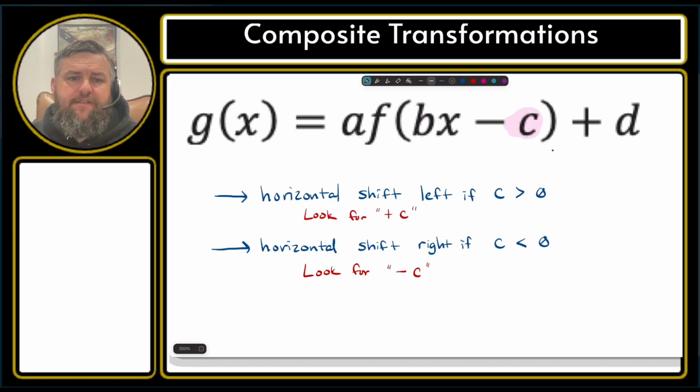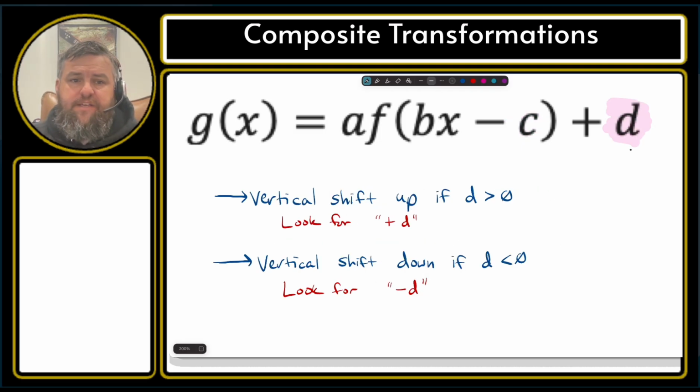Next, we have c. It is a horizontal shift left if c is greater than 0. What you want to look for is plus c. It'll be a horizontal shift to the right if c is less than 0. In other words, look for minus c.